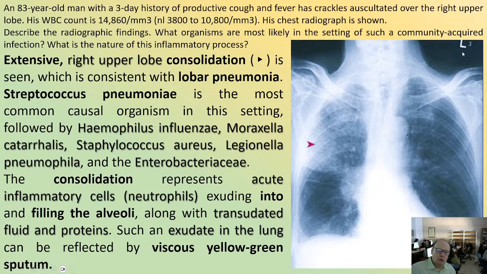And these consolidations, when we look at histology, have acute inflammatory cells. It's most logical because we have bacteria. So neutrophils logically predominate as the first cells in response to a bacterial infection, and they enter the air spaces of alveoli, filling them. And of course, we have transudated fluid and proteins.